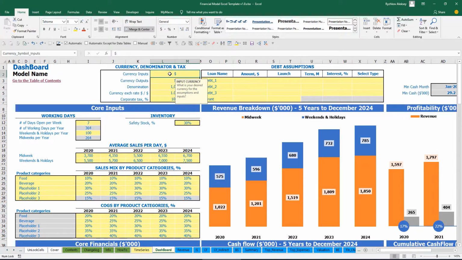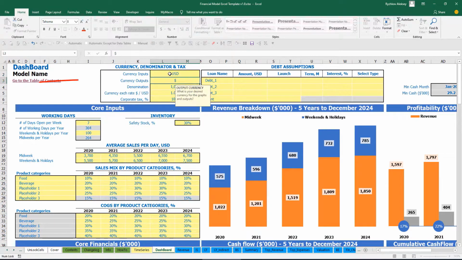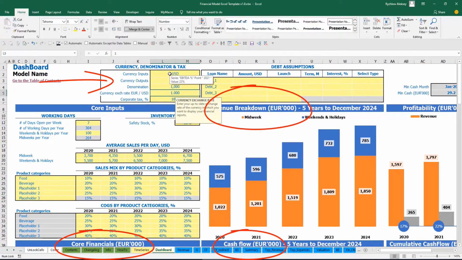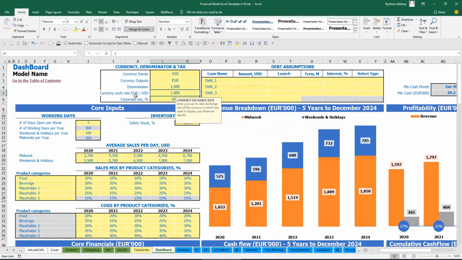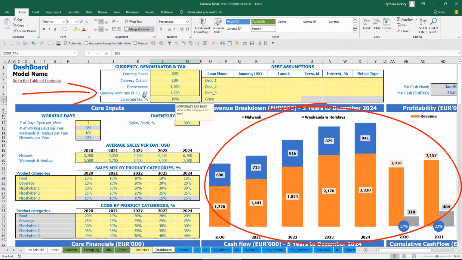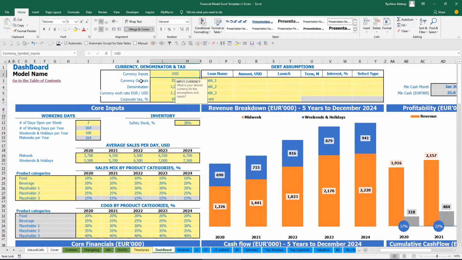So let me give an example. When you input in United States dollars, you have euro as outputs, and for this case you can set up currency exchange rate. This is 1.2 for example. In this case you will have in the model all your inputs in United States dollars, all your outputs in euros, and there will be a conversion rate between currency inputs and currency outputs.